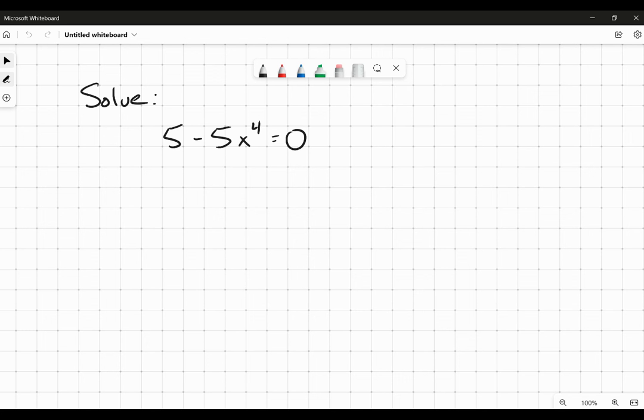Okay, hi everybody. So in this video here, we're going to take a look at solving an equation. We're going to solve the equation 5 minus 5x to the fourth. And there are a couple of ways I could do this. I could very quickly try to isolate the variable because it's easy to do that.